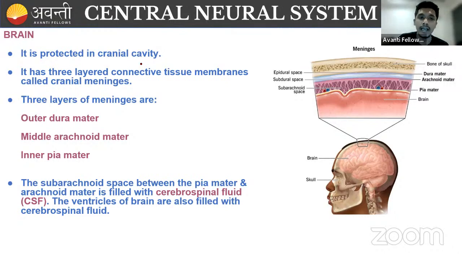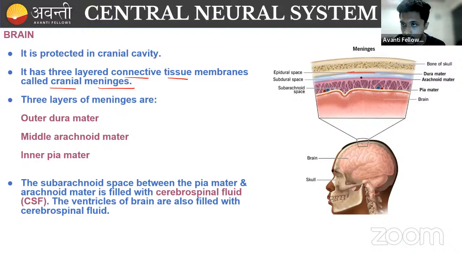These 3 layers are connective tissue membranes, which are called cranial meninges. What are these 3 cranial meninges? We have the outermost layer. You can see here. This is the skull. Here the skull ends.